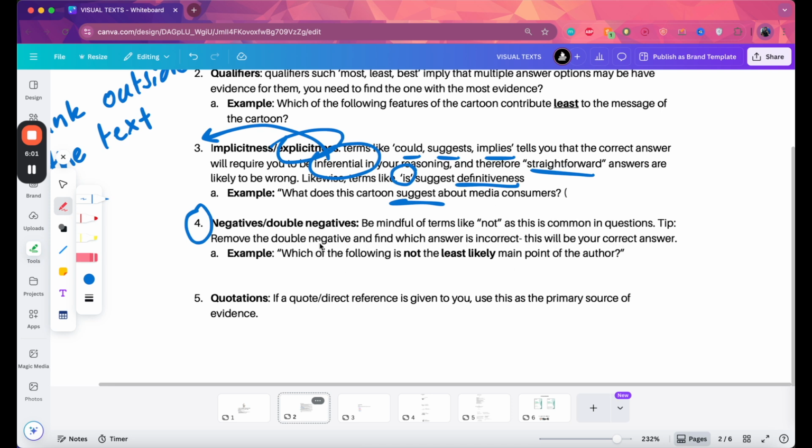For example, which of the following is not the least likely main point of the author? So you're just looking for which one is not the main point of the author.